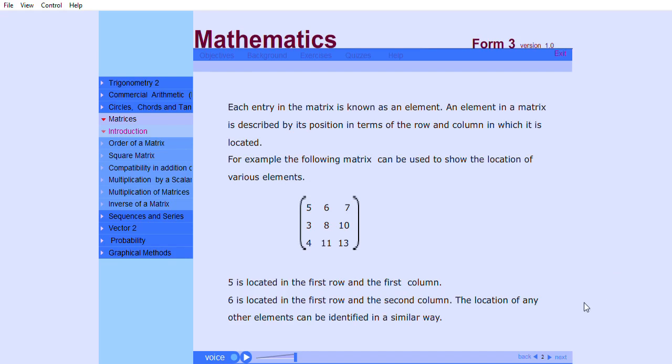5 is located in the first row and first column. 6 is located in the first row and second column. The locations of other elements can be identified in a similar way.